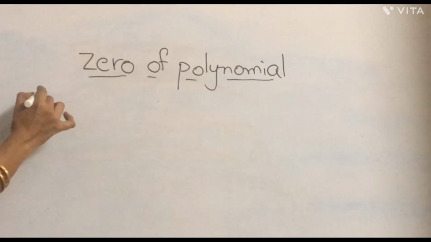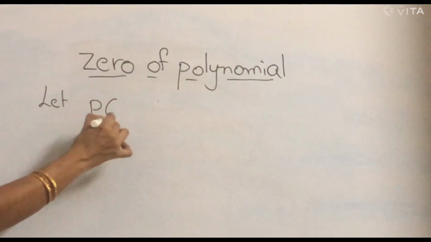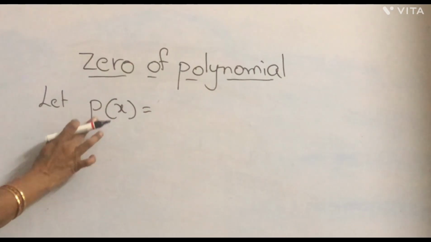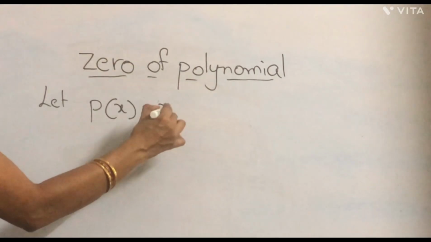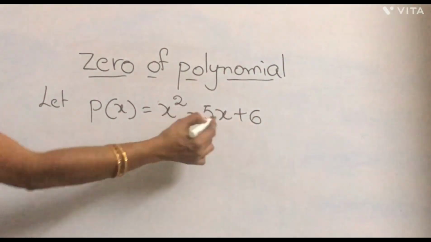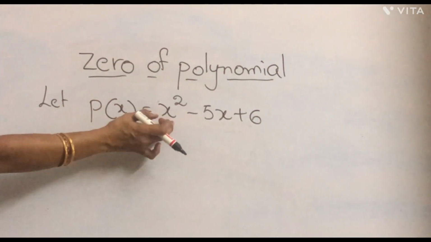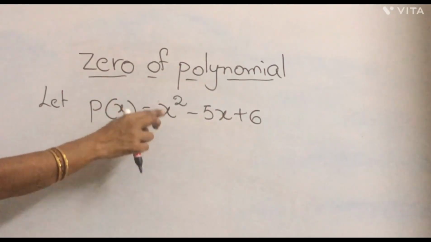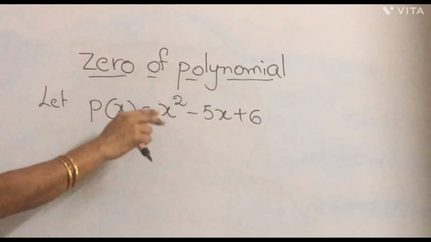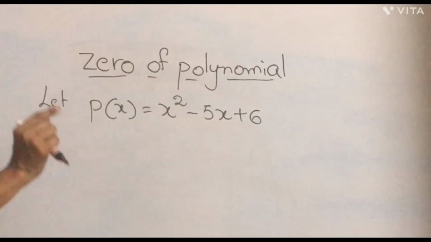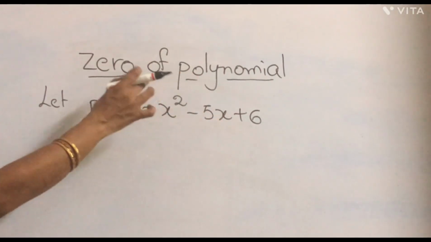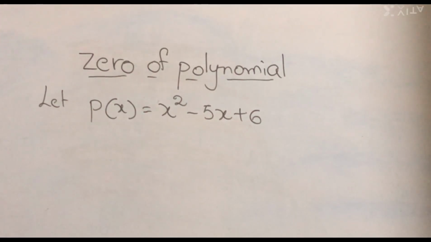Let us take one example. Let p of x be a polynomial in the variable x. Now I am taking the polynomial x square minus 5x plus 6. This is a quadratic polynomial because its degree is 2. In the last video I explained that the highest power of the variable is the degree of the polynomial. Now the degree of this polynomial is 2, so this is a quadratic polynomial.